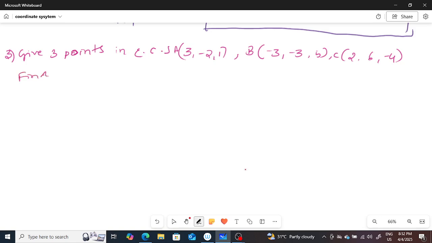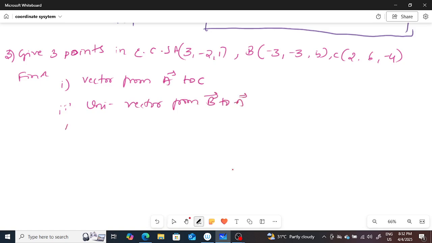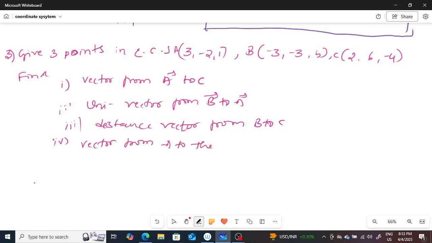What you have to find here: first, the vector from A to C; then the unit vector from B to A; third, the distance vector from B to C; and then fourth, which is very important, the vector from A to the midpoint of the straight line joining B to C.